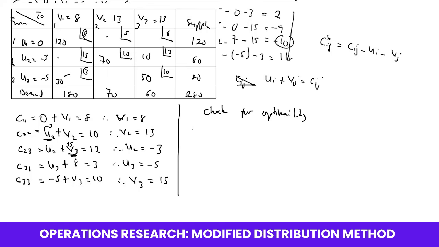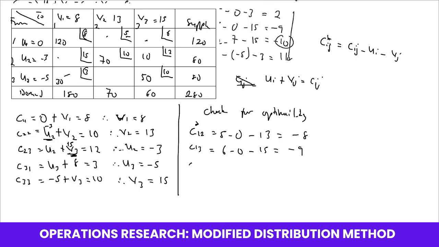So let's start with here. That's C12. That's the Cij value. What's the Cij value there? That's 5. So 5 minus the U value 0 minus 13. That's going to give us minus 8. And then the next unallocated cell is here, C13. The Cij value there is 6. So 6 minus the U value 0 minus 15. That's the V value. That's going to give us minus 9.